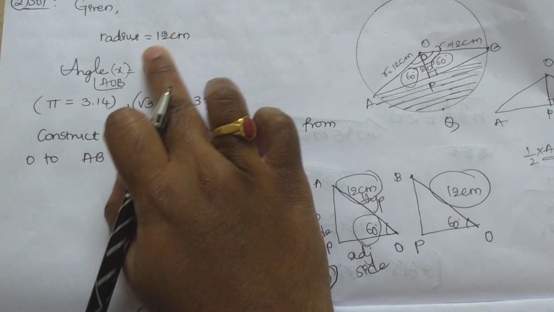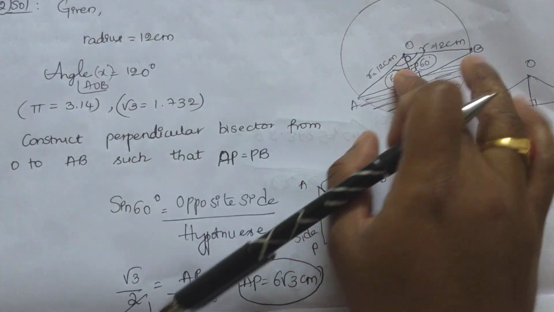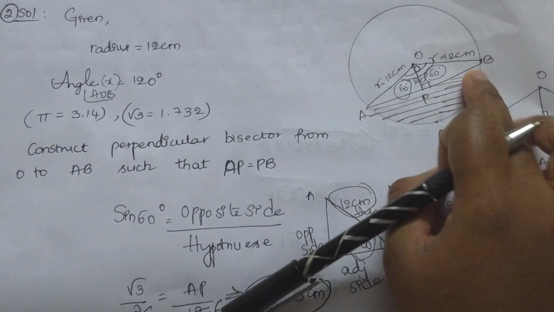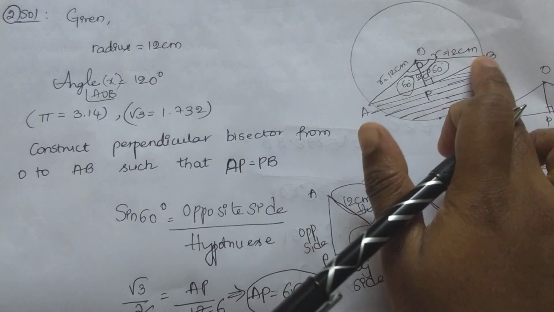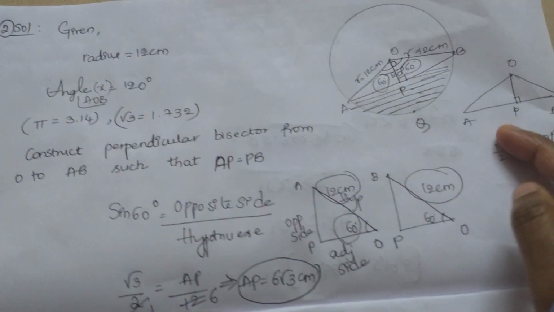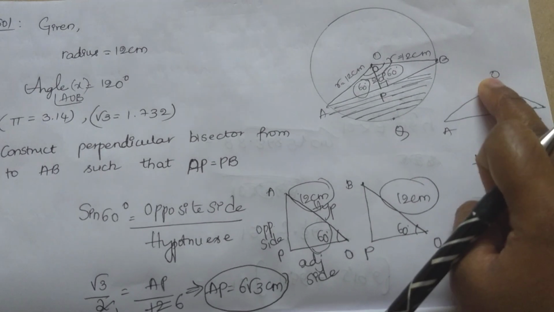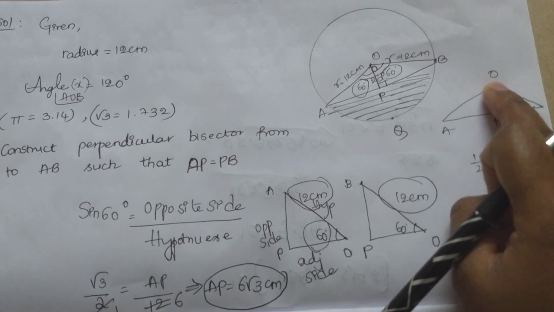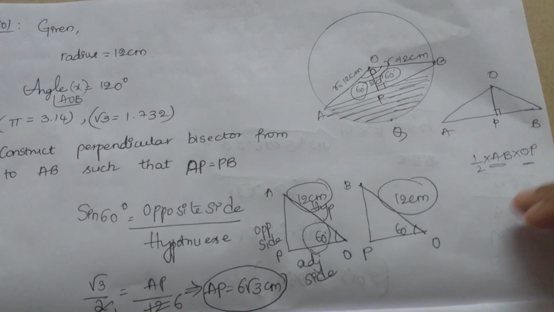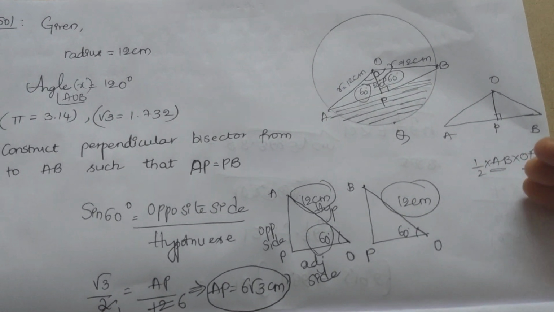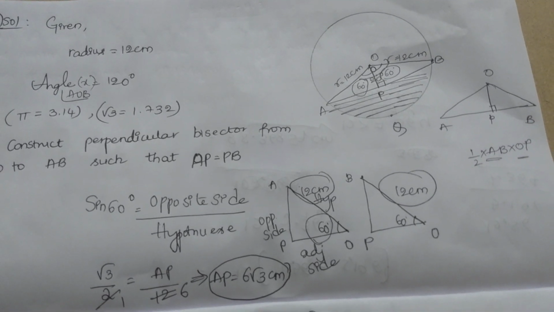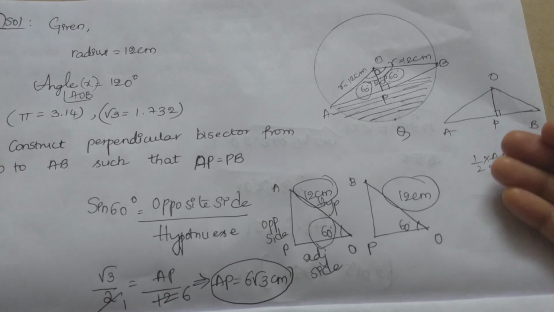See here, they have given the radius as 12 centimeters, and the angle is 120 degrees. So we need to find the area of minor segment AQB. But when you consider this as a triangle, usually the area of a triangle is 1 by 2 into base into height. In the previous problem, since the triangle was a right angle triangle, you got base and height as radius only. But this is a different problem.